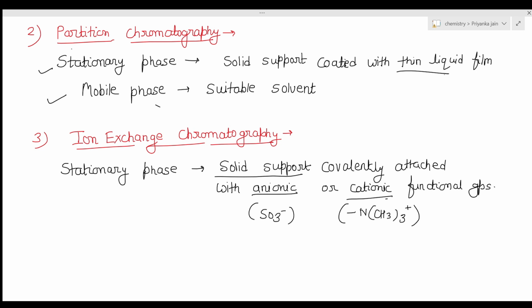So such types of groups are present here. So what happens? Our sample has ionic solutes. This will have ionic components. Our solid support may be anionic or cationic according to this ionic solute. So they will adsorb themselves on this. They will actually form electrostatic forces with them.